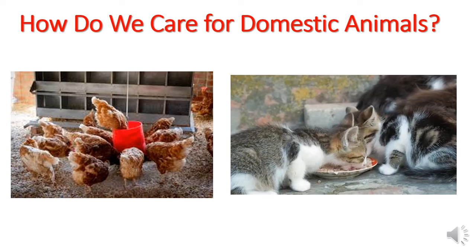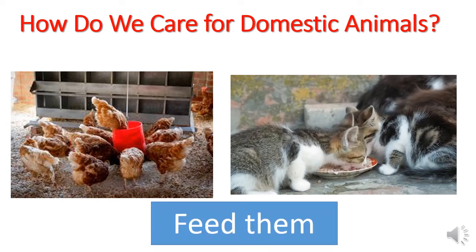So how do we care for the domestic animals? You have to look at the pictures, then tell me what I should do for these animals. First, we have a chicken and a cat. Chicken and cats are domestic animals. They are eating. Excellent. So what is the first thing I have to do for these animals? I have to feed them, to give them food. Don't forget, put up your hand, the first finger is for giving them food.